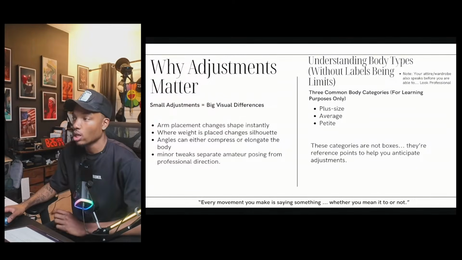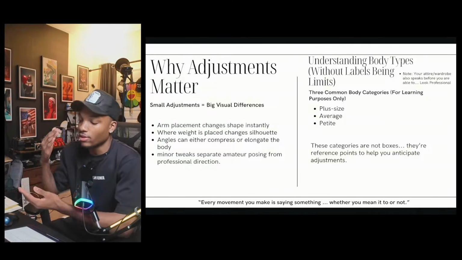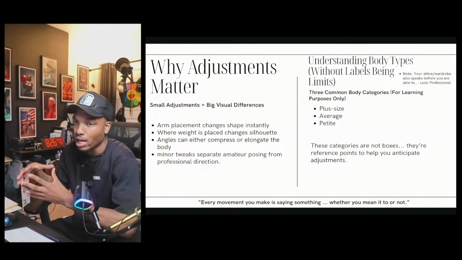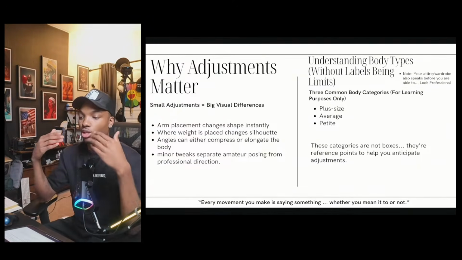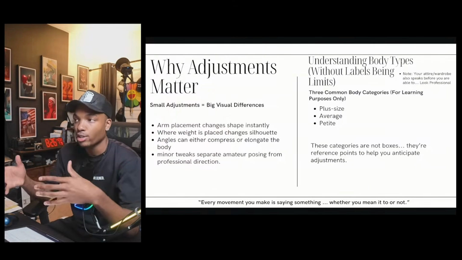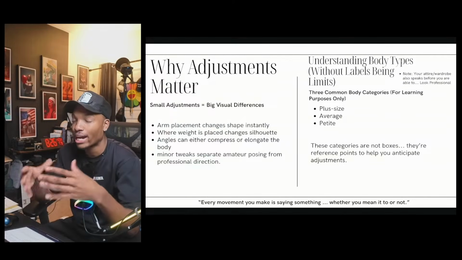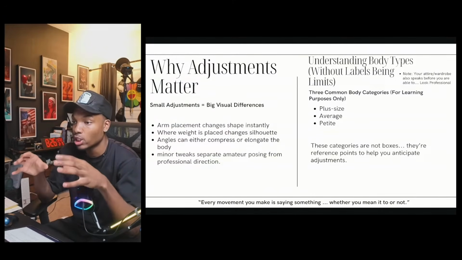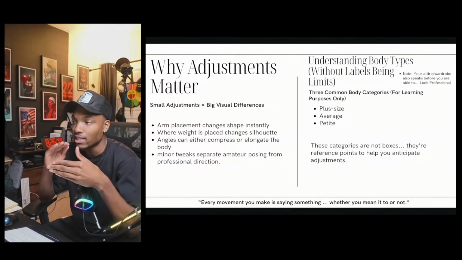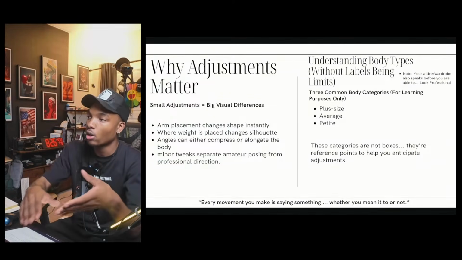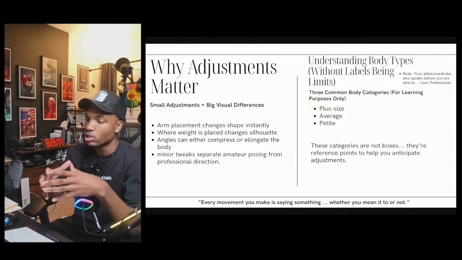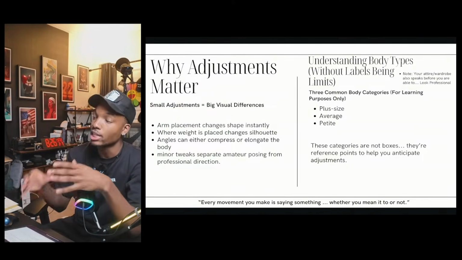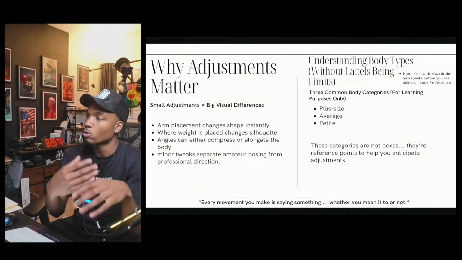But yeah, looking at that, these categories right here are not things that box people in. They are literally just reference points to help you anticipate what adjustments need to be made. You need to understand what type of client fits where, obviously without offending them. These are nonverbal things, visual cues that you see. So pay attention to the visual cues. You can tell, okay, this person would fall on the plus size range, this person more so on the average or middle range, and this person towards the petite or smaller range.